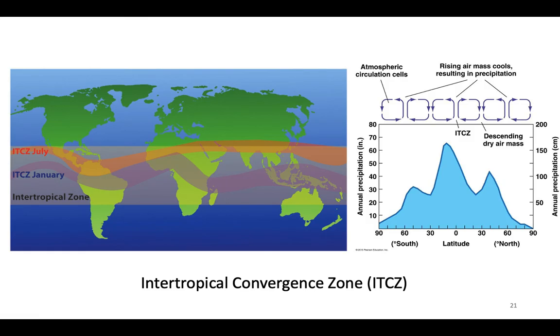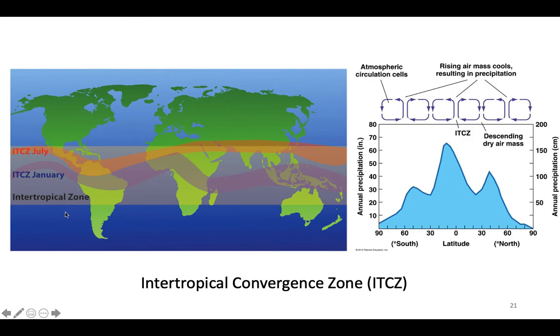Now, the intertropical convergence zone is the boundary zone separating the northeast trade winds of the northern hemisphere from the southeast trade winds of the southern hemisphere. So that's what you have here at this interaction, the ITCZ. I think I called it intercontinental. It's the intertropical convergence zone. So I'll read that definition again. The intertropical convergence zone is the boundary zone separating the northeast trade winds of the northern hemisphere from the southeast trade winds of the southern hemisphere.